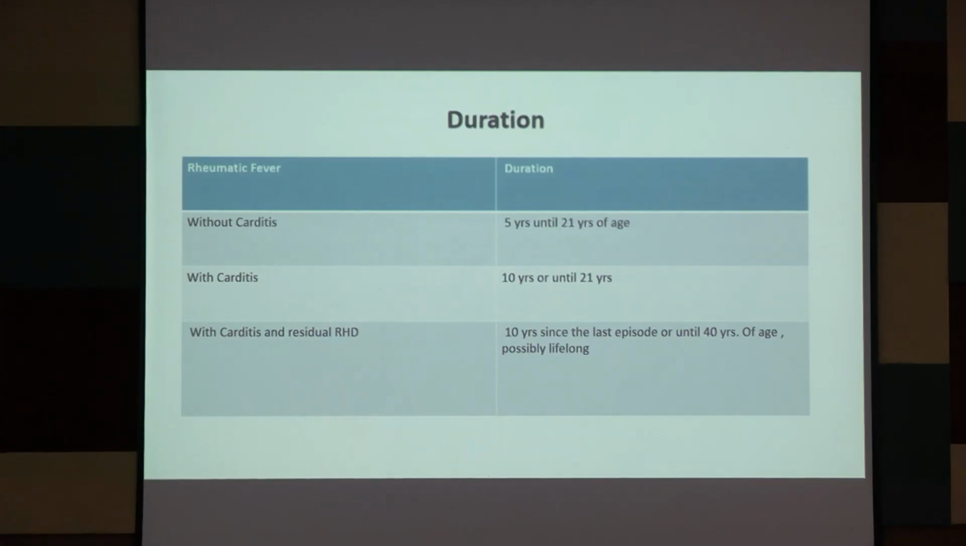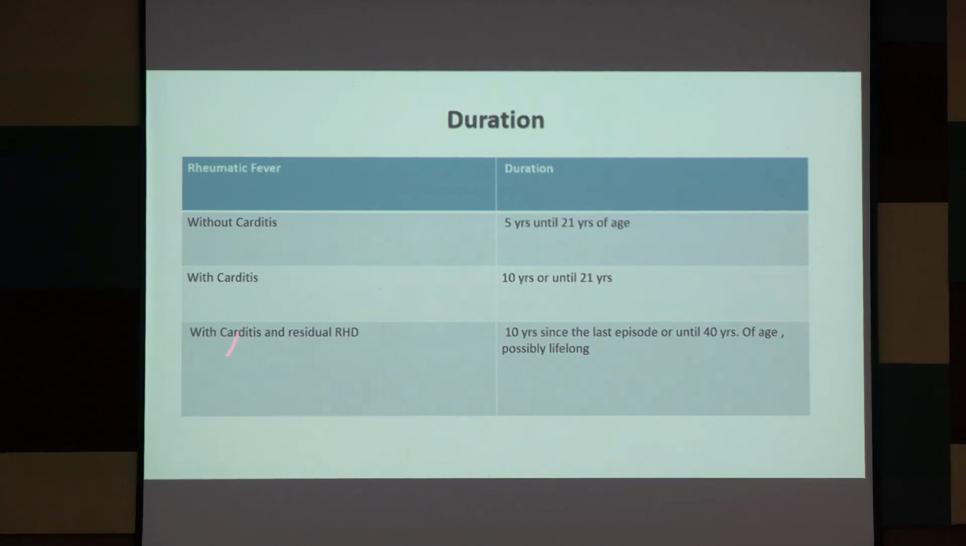Duration, how long it should be given? If it is rheumatic fever without carditis, if there is no carditis, only rheumatic fever, 5 years or until 20 years of age, whichever is later. Suppose the age of the child is 12 years and you diagnosed as rheumatic fever, just like our case. So we should continue it up to 5 years, means 17 years, but second line is important, until 20 years of age. It should be continued up to 20 years.